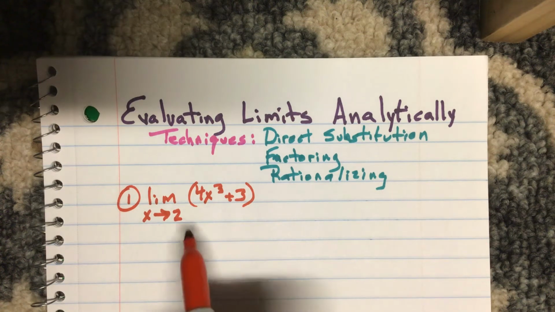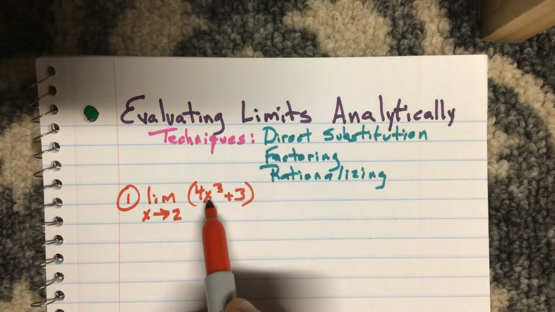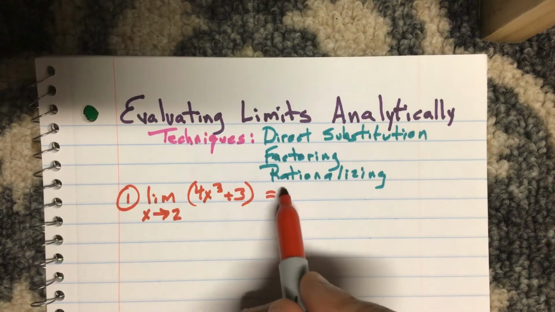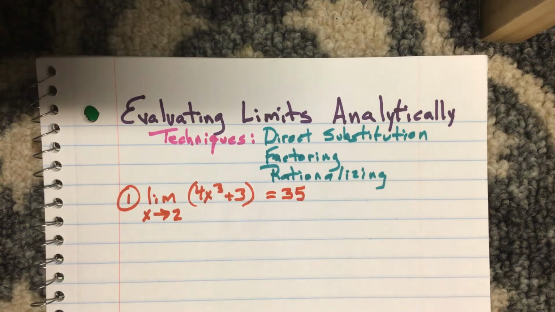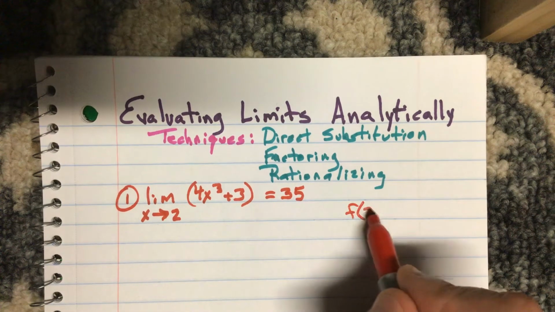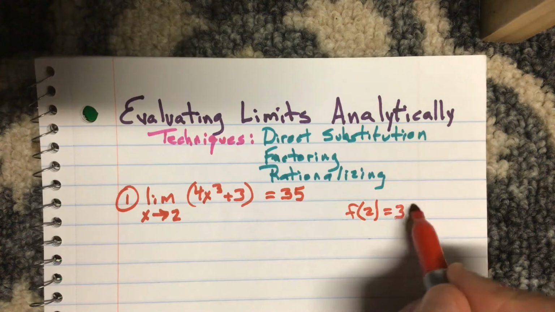In this case, if we plug 2 into this function, 2 to the third power equals 8. 4 times 8 is 32. 32 plus 3 is 35. So the limit is 35, which means as x approaches 2, y approaches 35. Not only does it approach 35, it is 35. In other words, f of 2 is 35.